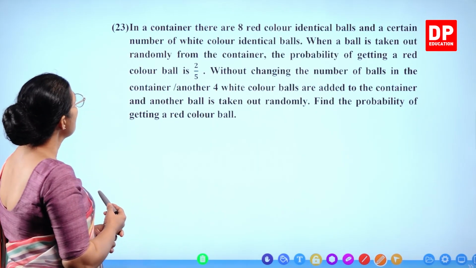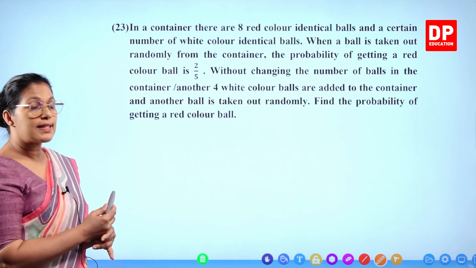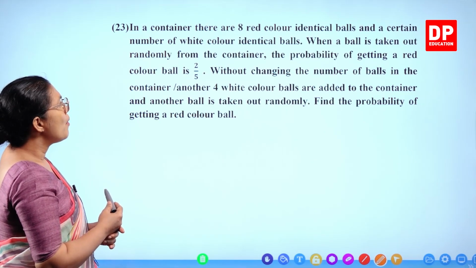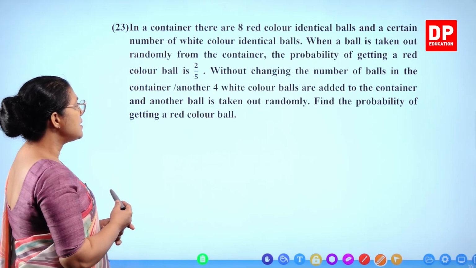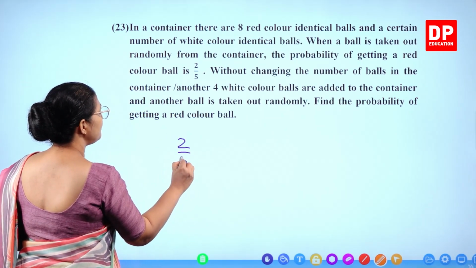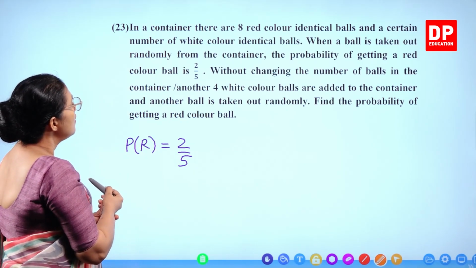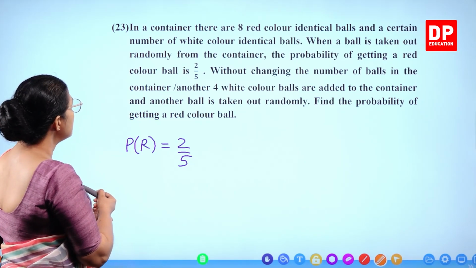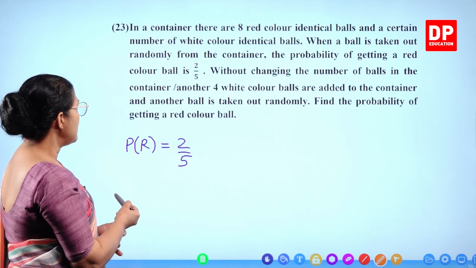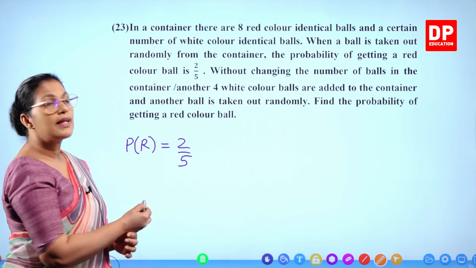Question number 23. In a container, there are 8 red colored identical balls and a certain number of white colored identical balls. When a ball is taken out randomly from the container, the probability of getting a red color ball is 2/5. Without changing the number of balls in the container, another 4 white balls are added to the container and another ball is taken out randomly. Find the probability of getting a red color ball now.